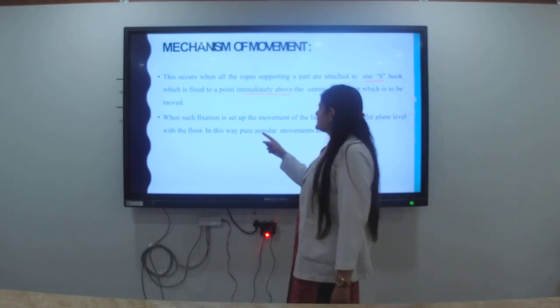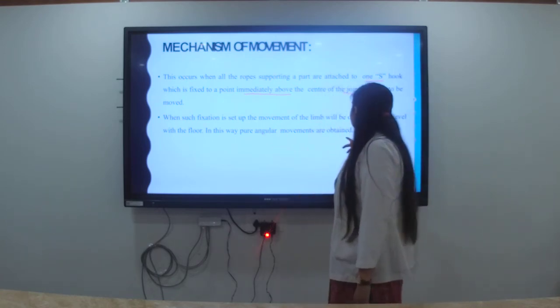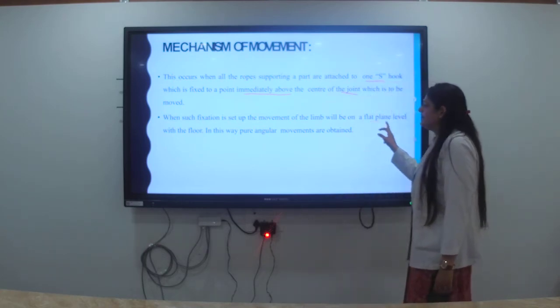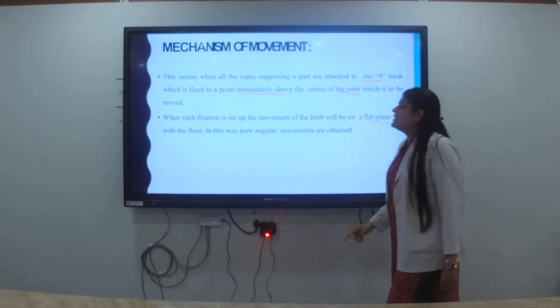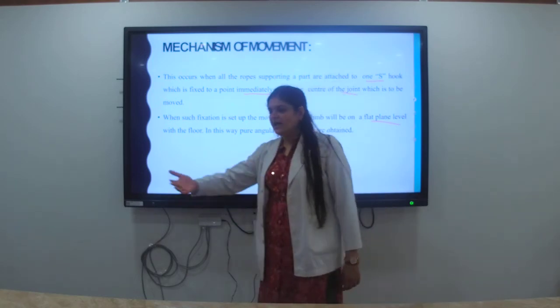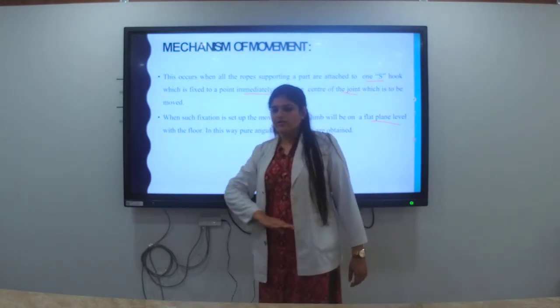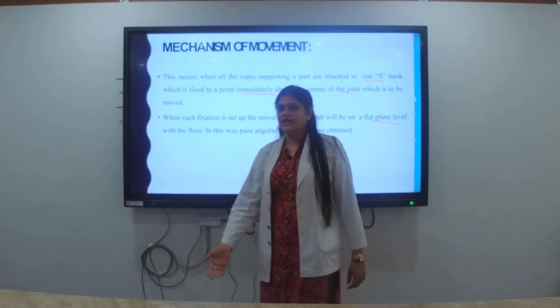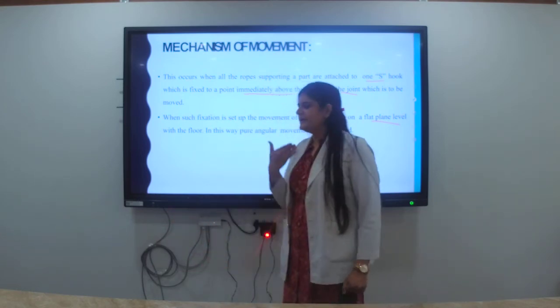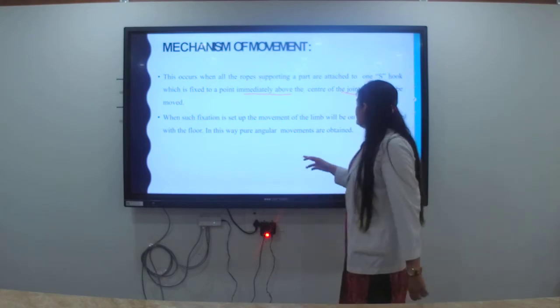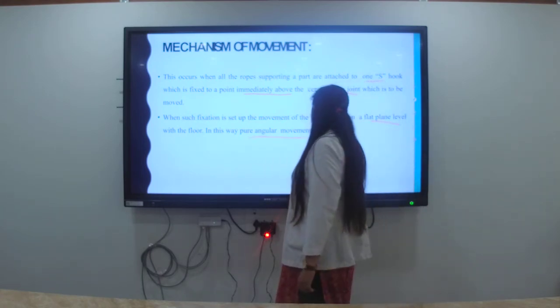When such fixation is set up, the movement of the limb will be on a flat plane level with the floor. That means it's going to be at the level of the ground, it's going to be assisting the gravity or eliminating the gravity, nothing against the floor or perpendicular to the floor. In this way, pure angular movements are obtained.